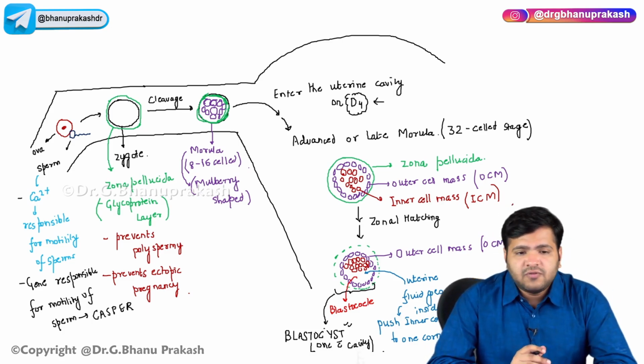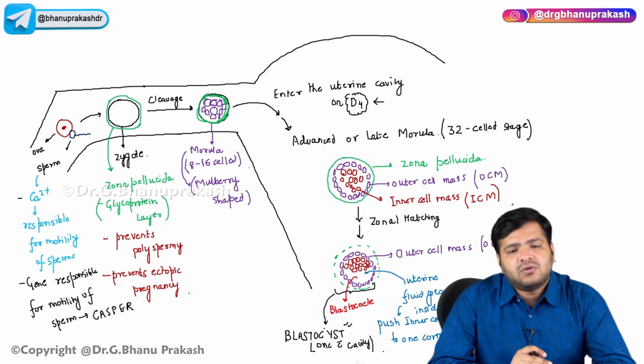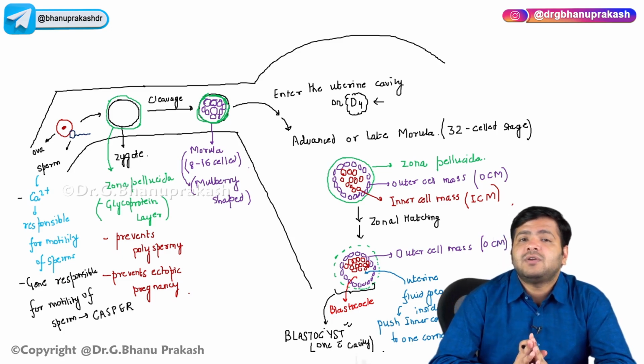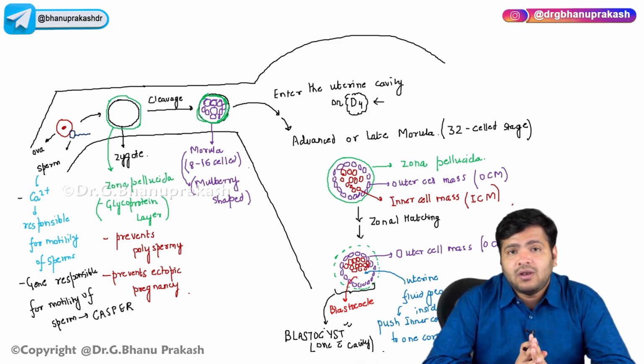Now the zygote will be formed. This zygote will undergo cleavage. So there will be the 8 to 16 cell stage, that is called the morula. This morula will enter into the uterine cavity on day 4. Then it will keep dividing to the 32 cell stage, which we call the advanced or late morula.